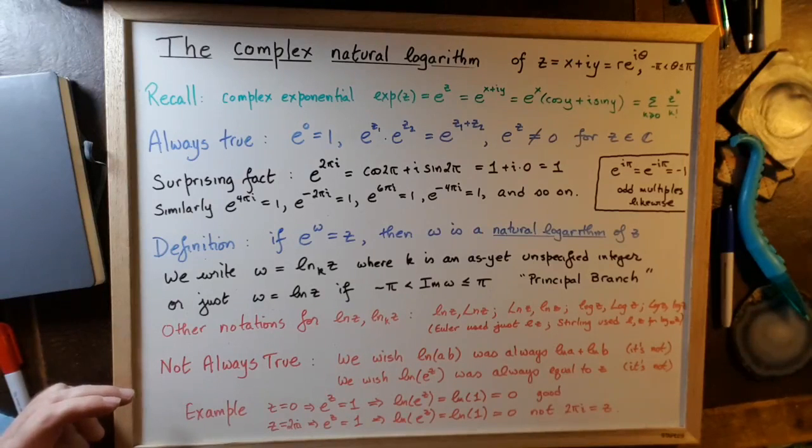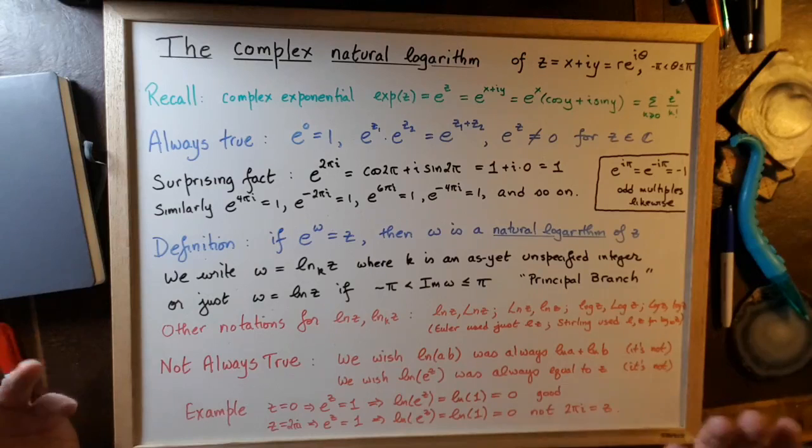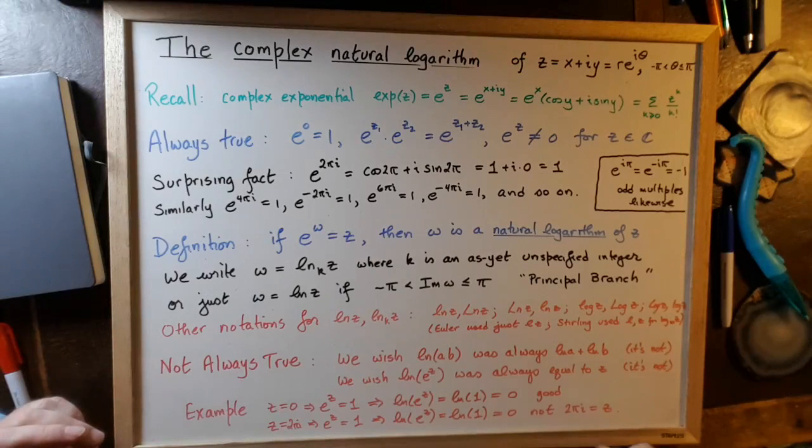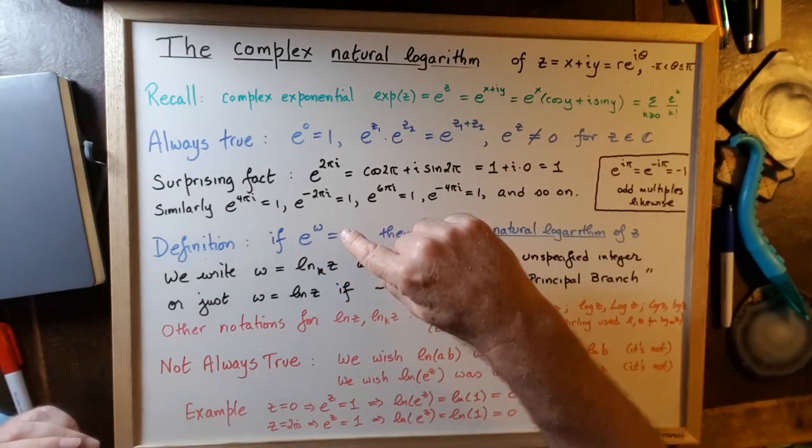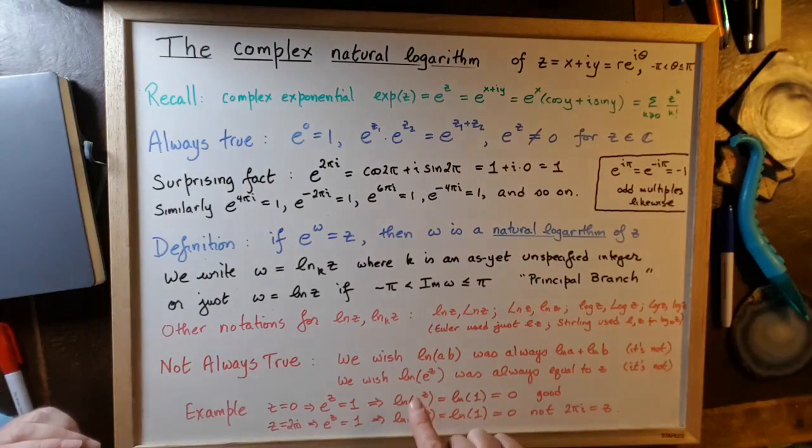Unfortunately, there are some things about the complex logarithm that we wish were true but are not always true. So we wish that the log of a times b was always the sum of the logarithms. That's true for real logarithms, and if a and b are both positive, this is certainly true. But it's not always true. And we wish that log of e to the z was always equal to z, and that's not true. It is true that e to the logarithm of z is always z, but it is not true that the logarithm of e to the z is always z, and I'll show you that directly.